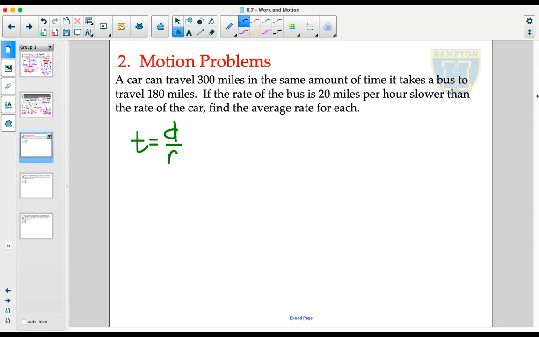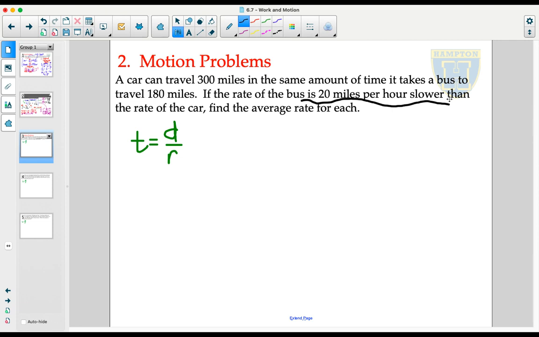In our first example, we have a car and a bus traveling for the same amount of time, but not for the same distance. Because they are traveling for the same amount of time, but not for the same distance, we can expect that their rates are not going to be the same. And we get that in the second sentence, where the rate of the bus is 20 miles per hour slower than the rate of the car.